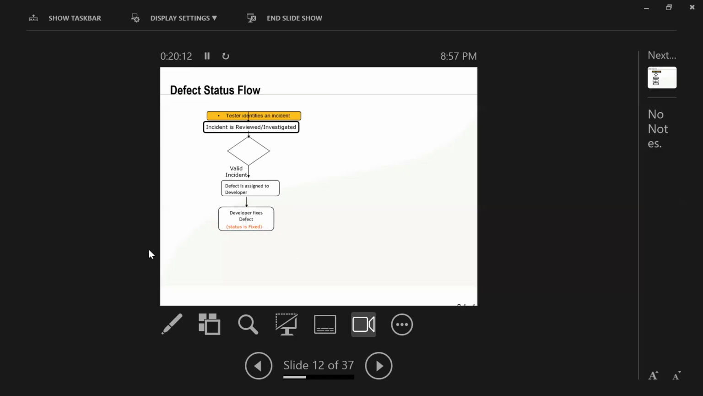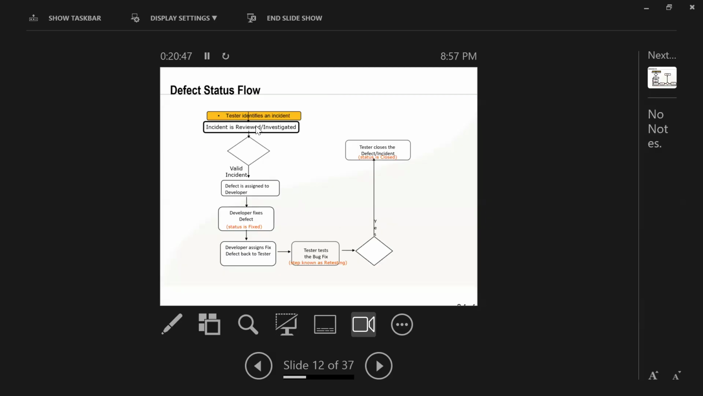Okay, the developer fixes the defect and the status is fixed. In Quality Center we have different statuses. When you raise it, it goes to New, and when they open it, it goes to Open. Once they fix it, it is Fixed, and then the developer assigns the fixed defect back to the tester. He will change the status to Ready to Test. Then the tester tests the bug fix, retests, and if it's fixed, the tester closes the defect.